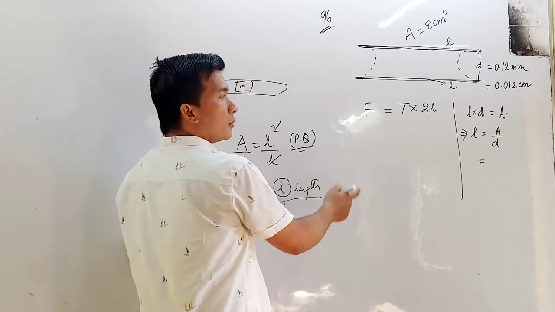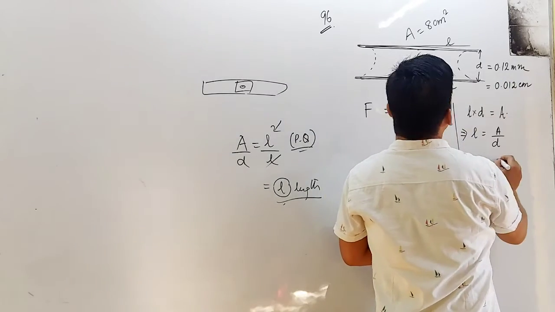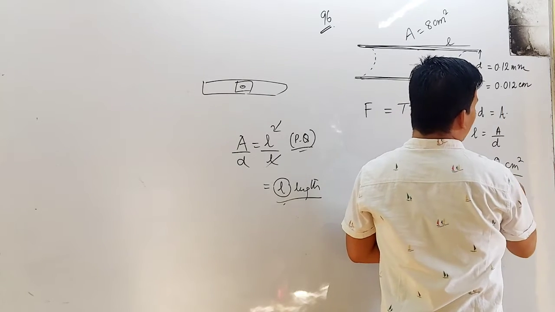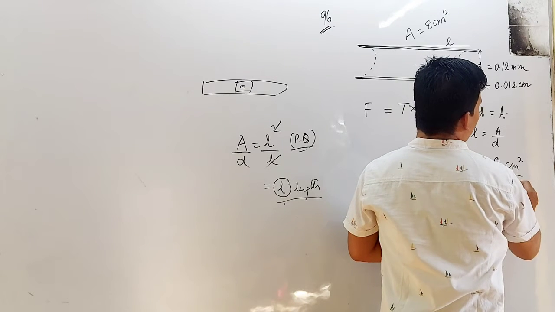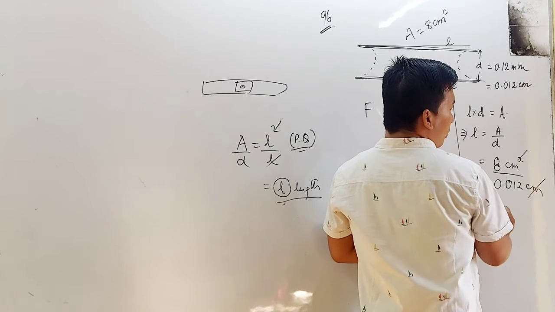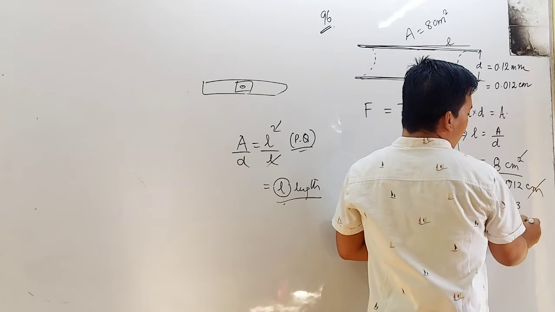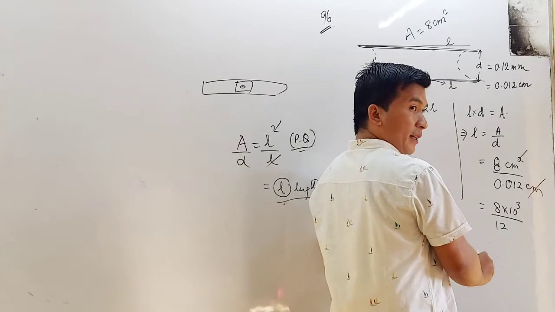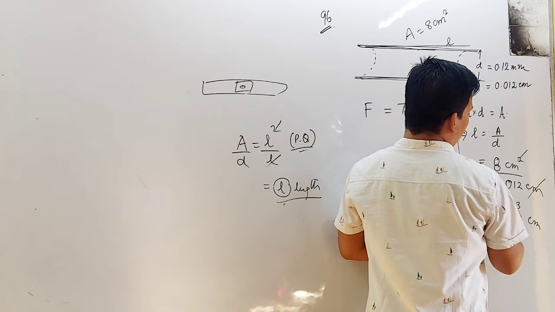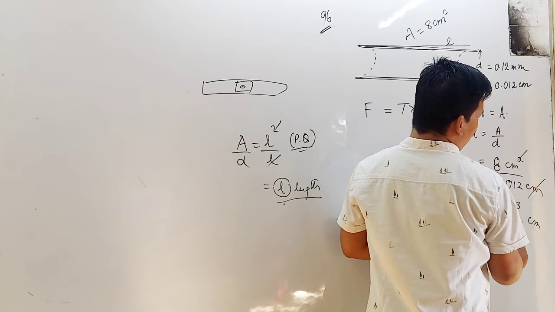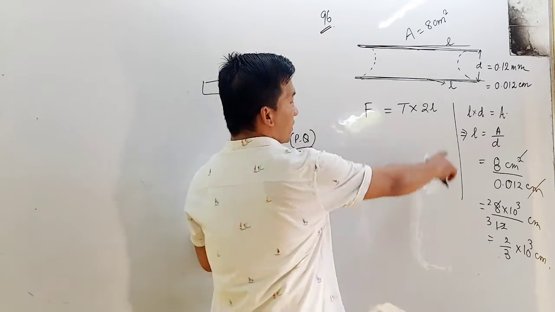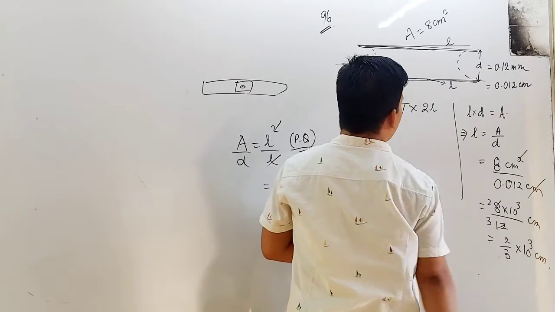This is the mathematical logic. So A is 8 centimeter square divided by 0.12 centimeter. Here centimeter and centimeter get cancelled out. We are left with 8 into 10 to the power 3 divided by 12. After cancellation we have 2 by 3 into 10 to the power 3 centimeter. That is the length.